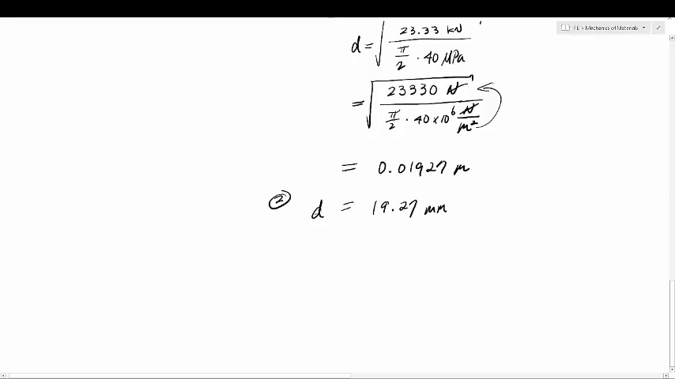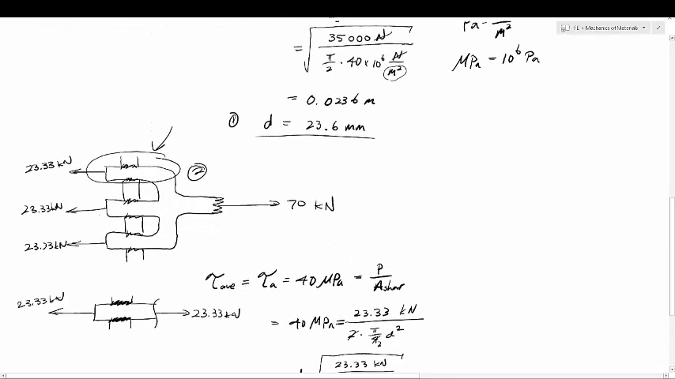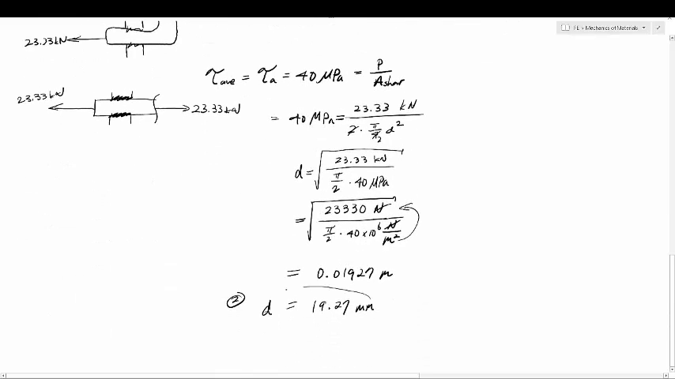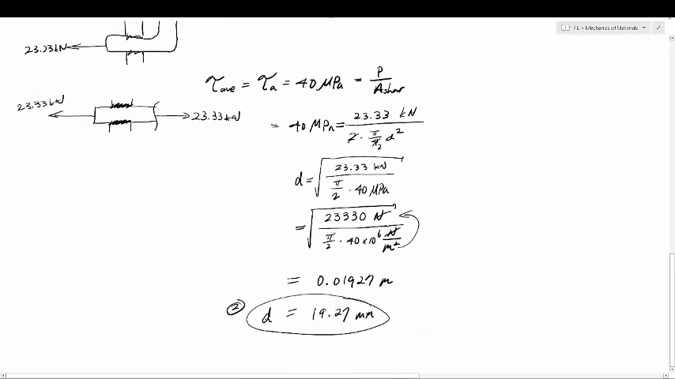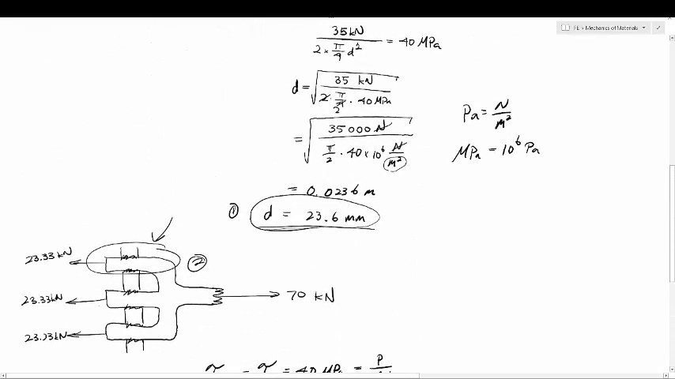Okay, so when we analyzed the knuckle on the left-hand side, we had 23.6 millimeters as our minimum diameter. When we analyzed the knuckle on the right-hand side, we had 19.27 millimeters. So which is the minimum diameter that we use? I know this can get a little confusing, but if you just reason through it, it really makes sense. Let's say we made 19.27 our diameter of the bolt. Well, for case 1, our minimum diameter has to be 23.6.